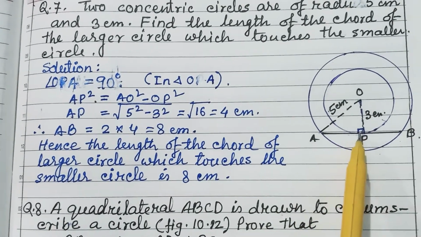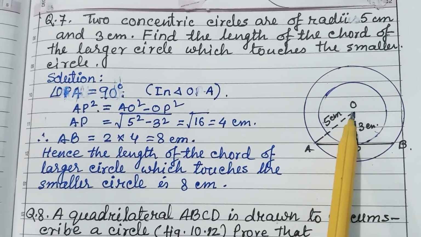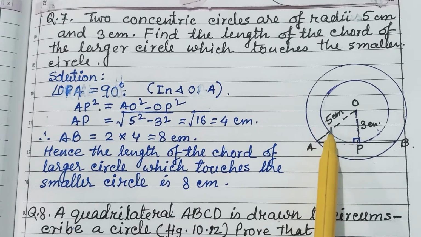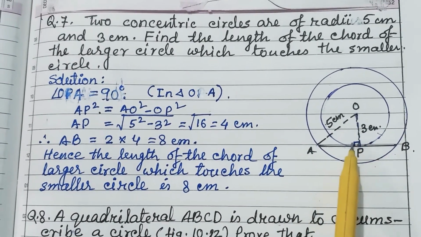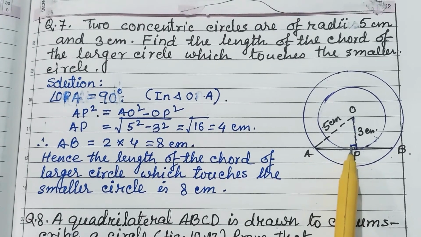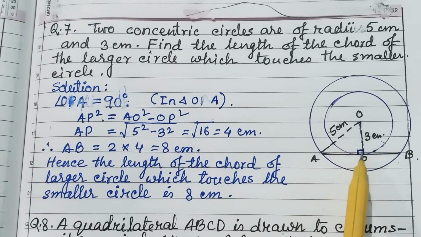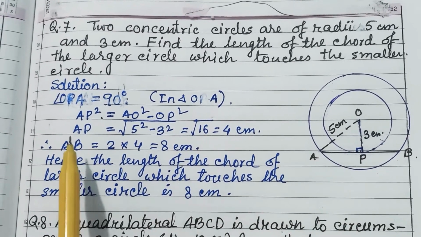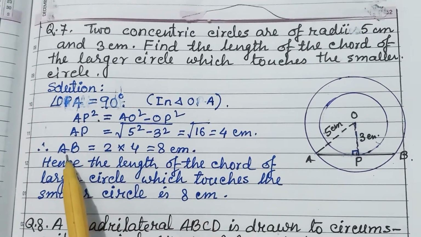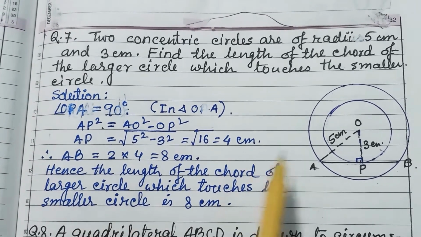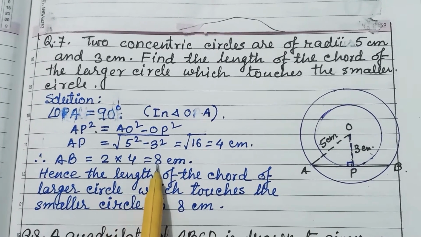Now in this way you have to draw the figure. OA is the hypotenuse. As we know, the radius is perpendicular to the tangent, so angle P is 90 degrees and OP is 3 cm as given. So hypotenuse square minus perpendicular square is base square. So AP is equal to 4 cm. So AB is its double, meaning 4 plus 4 is 8 cm, or 2 into 4 is 8 cm.